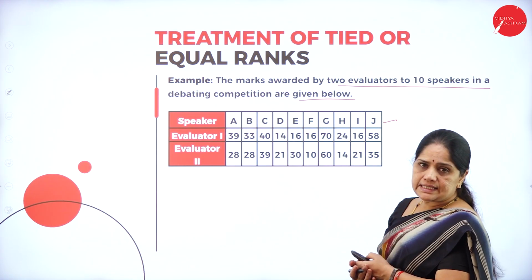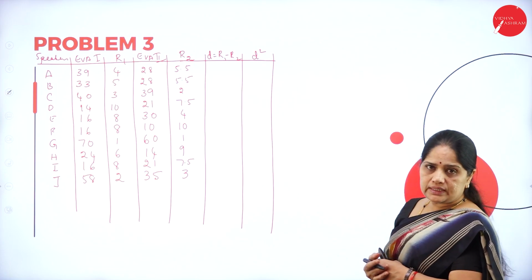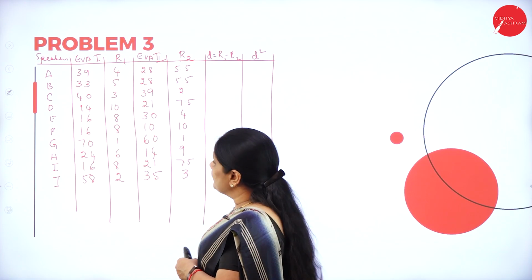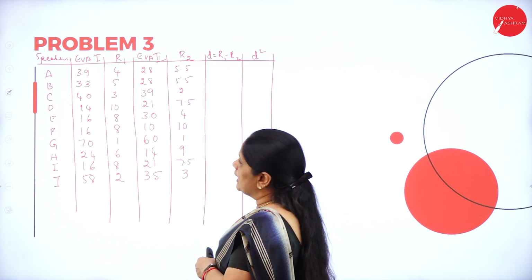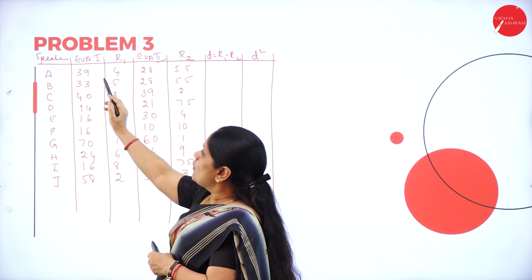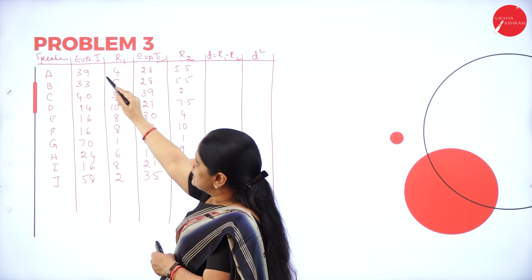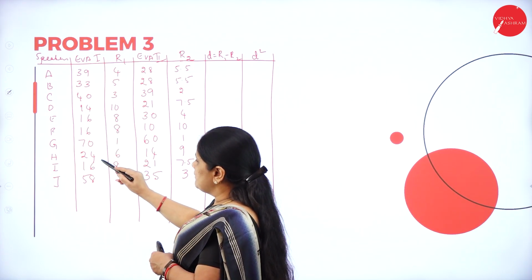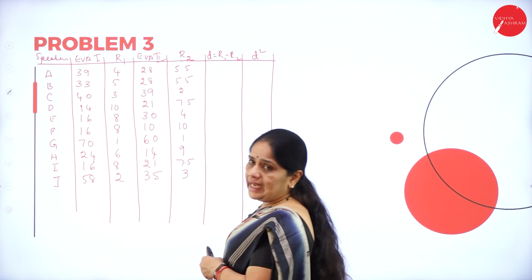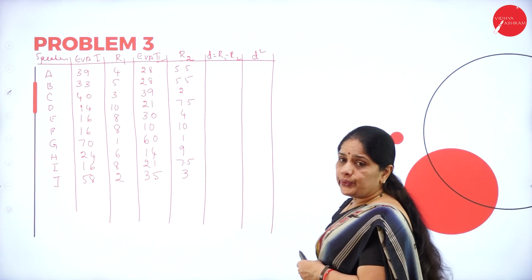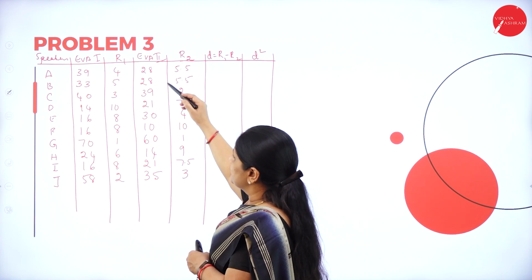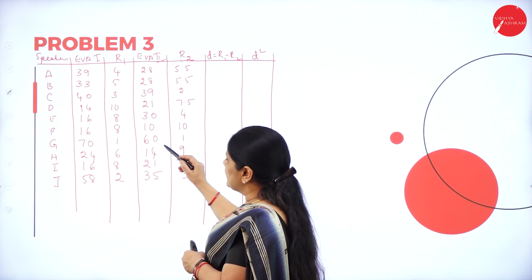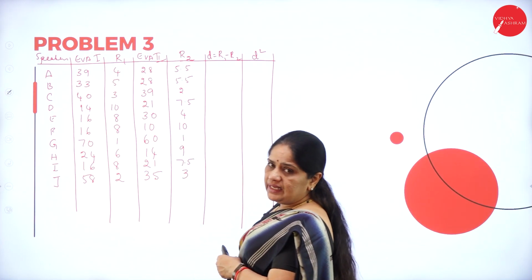Whatever the details are given in the problem, I have just made a note in this slide. The first column represents the speakers from A to J. The second column is the marks given by evaluator 1. So the evaluator has given 39 marks for A, 33 for B, 40 for C, 14, 16, 16, 17, 24, 16 and 58. Now evaluator 2 has given his own marks for the various speakers: 28, 28, 39, 21, 30, 10, 60, 14, 21 and 35.